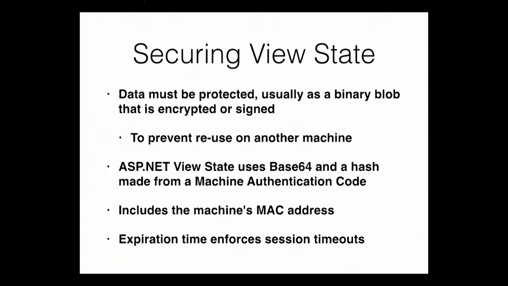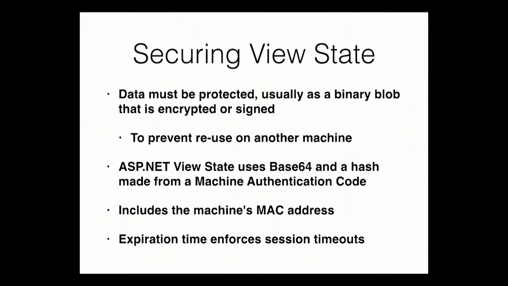You can turn off the protection in view state, and then it's just Base64 encoded and not protected. Or you can have a hash value at the end. It's not encrypted, but it does have a hash value, which includes a secret. And the secret includes your MAC address from your machine, so you can't copy it and use it on another machine. And you can't alter anything about it without it failing the test at the other end. So that's the point of this.